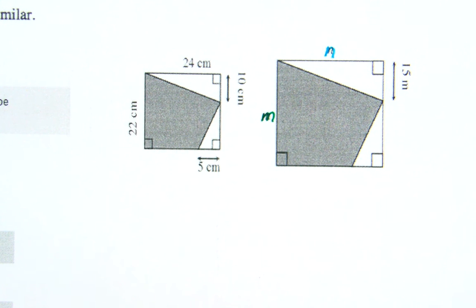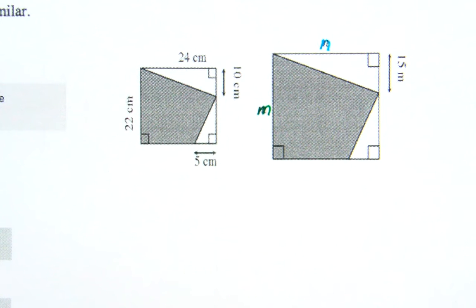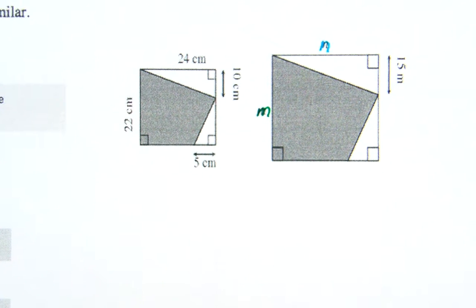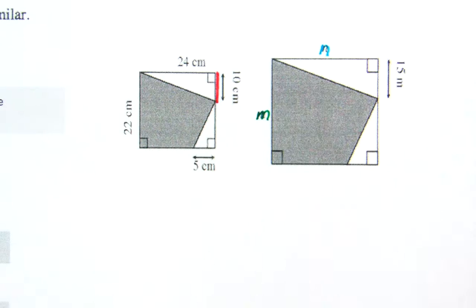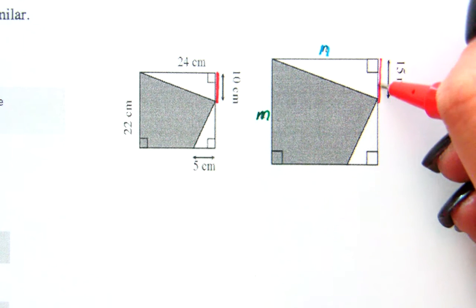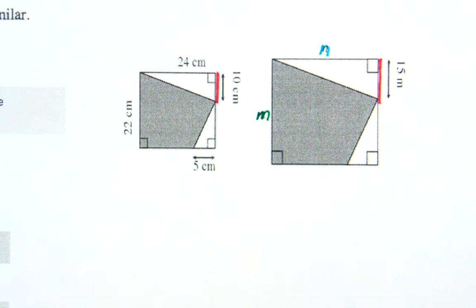You can't solve an equation with two variables. You need to know at least 3 of the numbers for it. So you got to try something else. And lo and behold, the something else is the 10 centimeters. From here to here, it's 10 centimeters. And from here to here, it's 15. I'm sorry, 15 meters. Does that say meters?